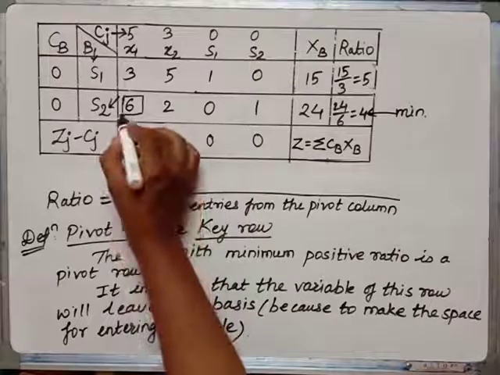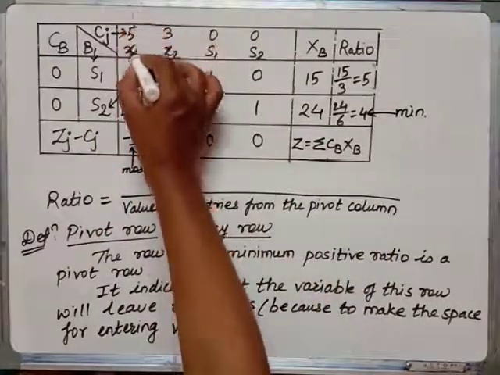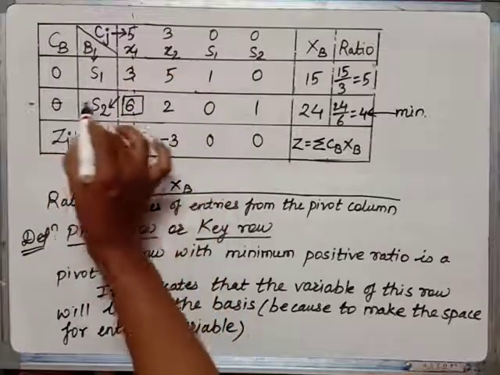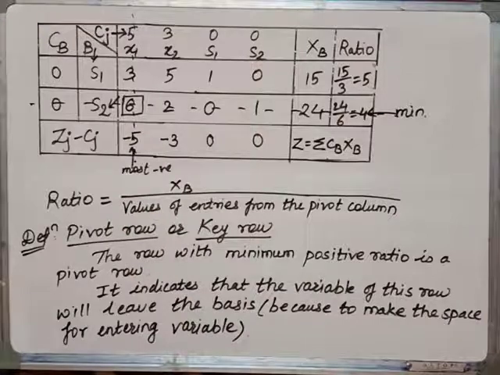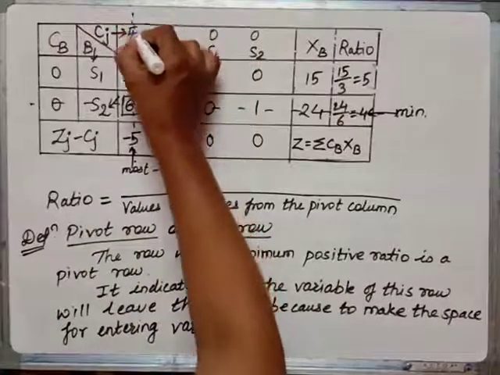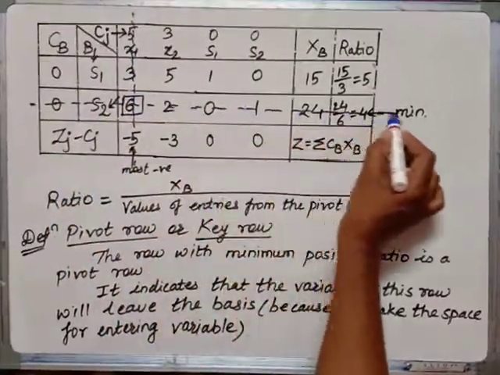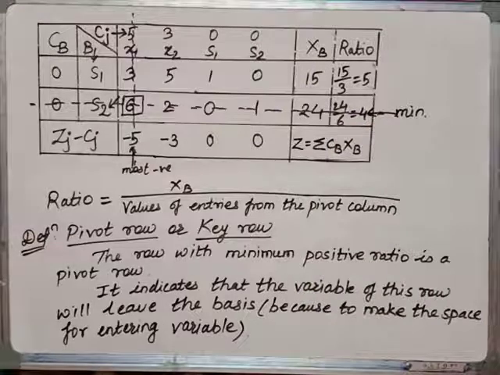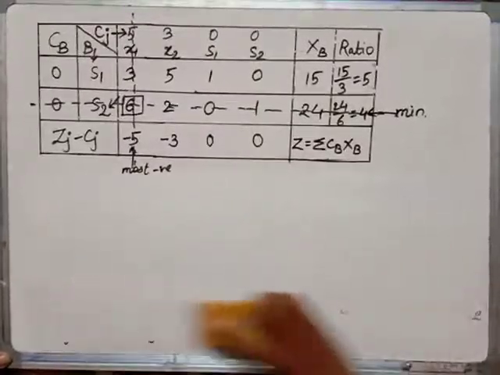Now I have made a box here around this element because it is the intersection. You can check, this is the pivot column and this is our pivot row. So this part is an intersection. This is the intersecting point or intersecting element of this table. So this intersecting element is known as the pivot element or the key element of that table.